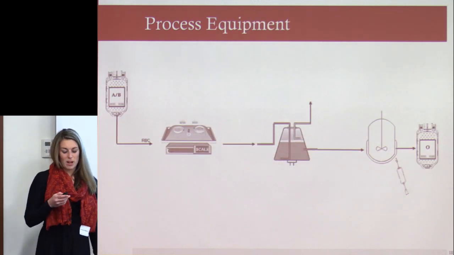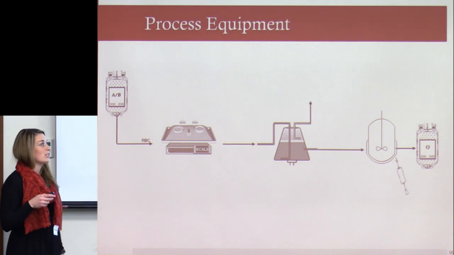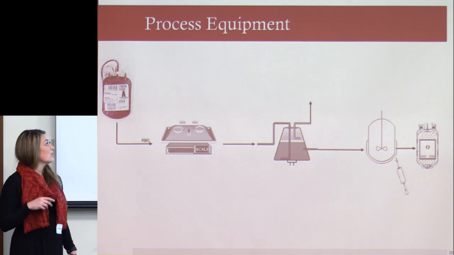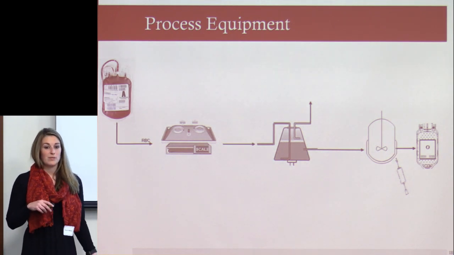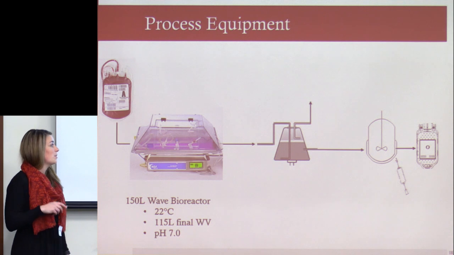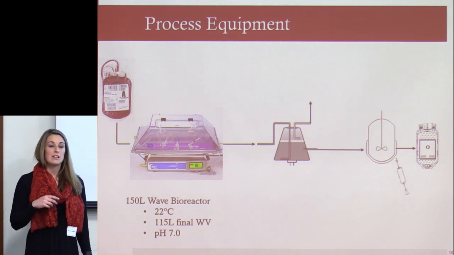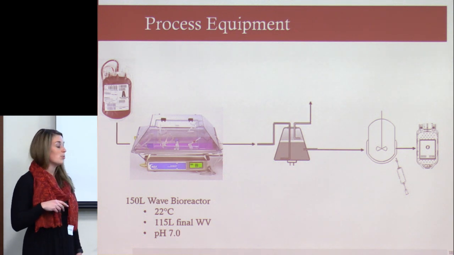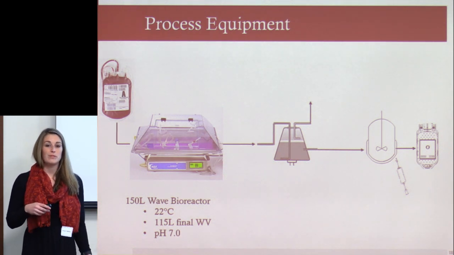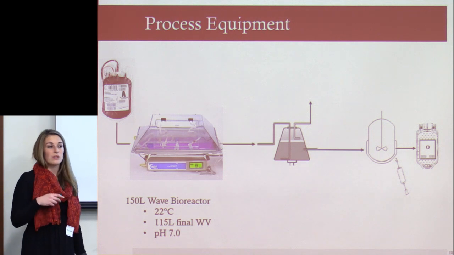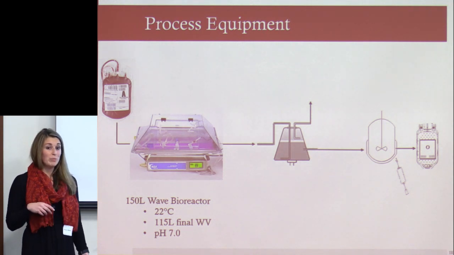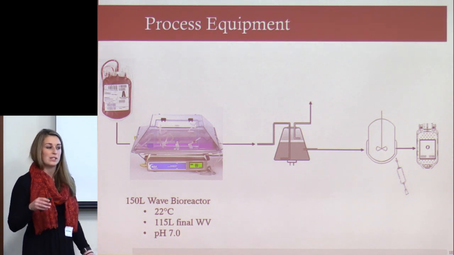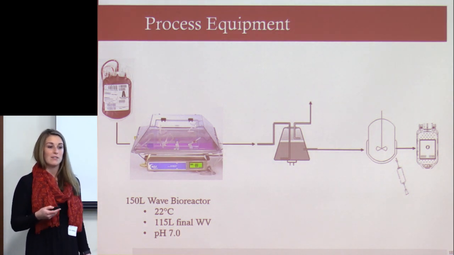So to go into some of the processing equipment, like I said, we have 3 major pieces of processing equipment. First, the blood comes from just standard transfusion bags from the Red Cross. It's going to go into a 150 liter wave bioreactor. These are purchased from GE. It's standard commercially available equipment. This works really well for us because we end up with 115 liter total working volume. So that allows for good mixing as well as a low shear environment, because basically how these work is it just rocks laterally. So that's safe for the red blood cells.